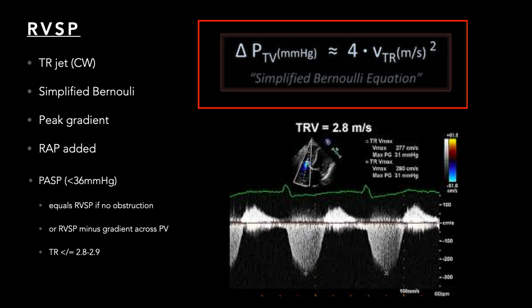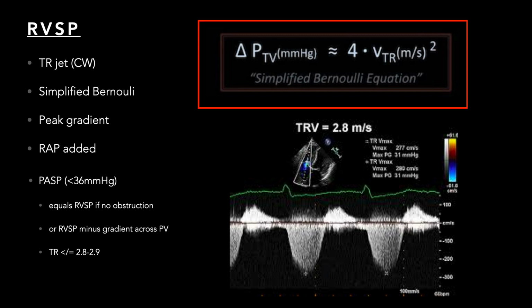You measure this by using continuous wave Doppler through the TR jet, and that gives us the TR peak velocity. You should measure this in multiple views: in the RV inflow from the parasternal window, in the parasternal short axis at the aortic valve level, and also in the apical four chamber, and you should attempt to do it in all of those views.